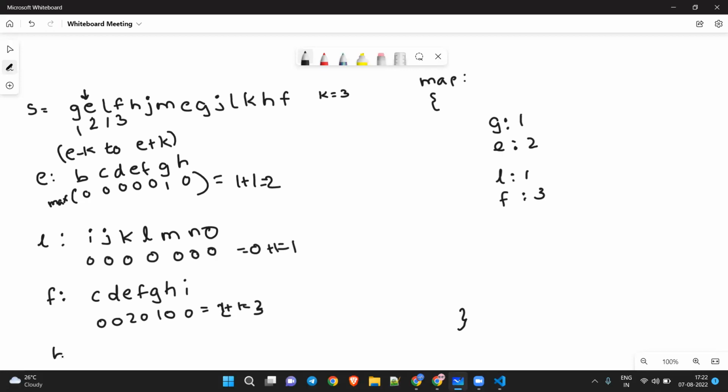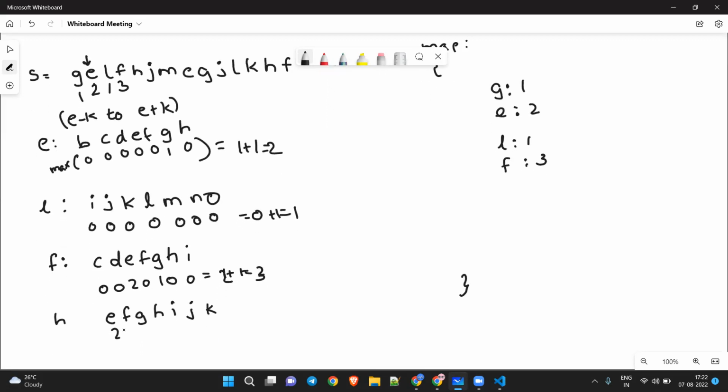Next, we have H. For H, we have E, F, G, H, I, J, K. So E will be 2, F is 3, G is 1, H is 0, I is 0, J is 0. So the maximum is 3. So we get 3 plus 1 equals 4. For H we put 4.